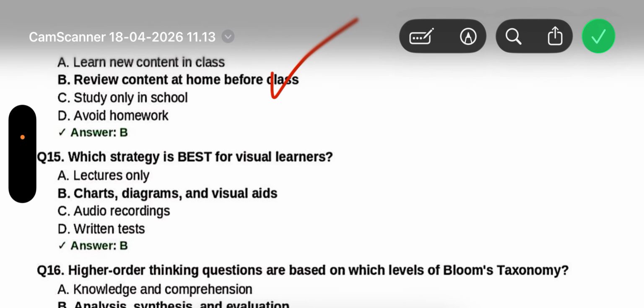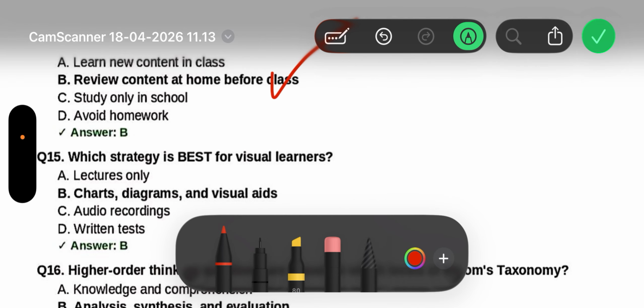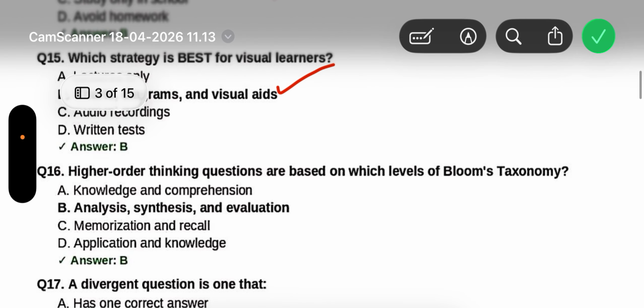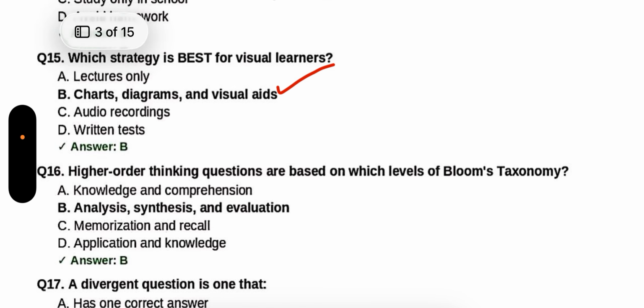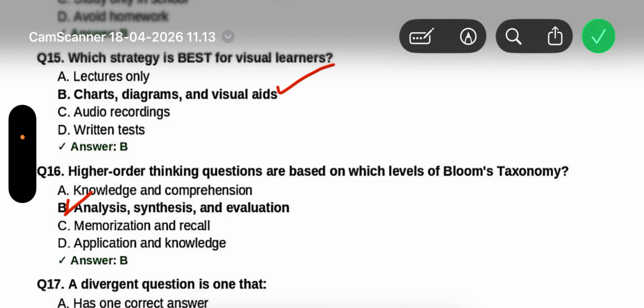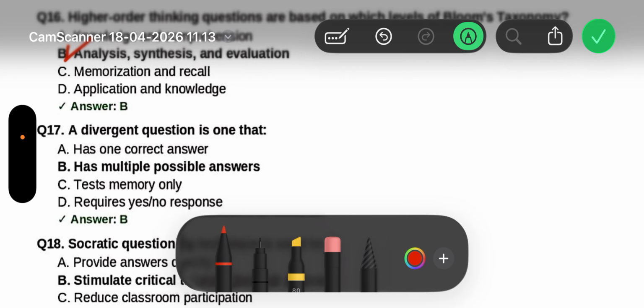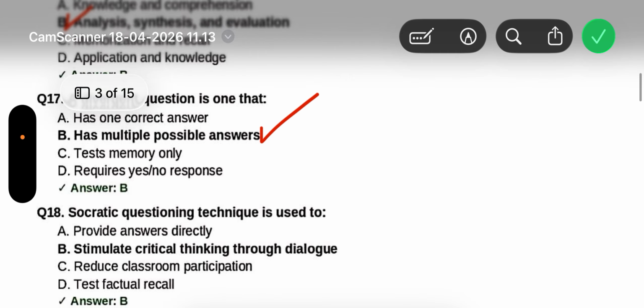Question number 15. Which strategy is best for visual learners? Visual learners can learn best through charts, diagrams and visual aids. Question number 16. Higher order thinking questions are based on which levels of Bloom's taxonomy? These are in the analysis, synthesis and evaluation level in the Bloom's taxonomy. Question number 17. A divergent question is one that has multiple possible answers.